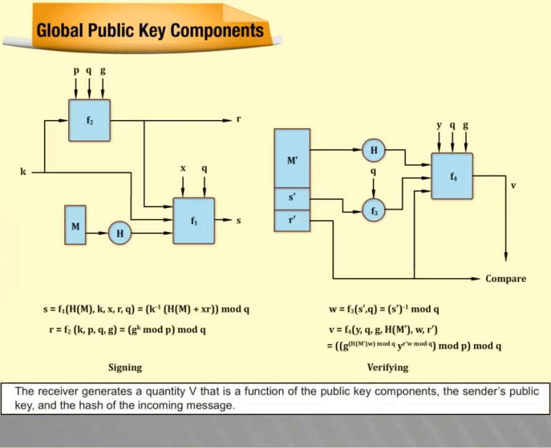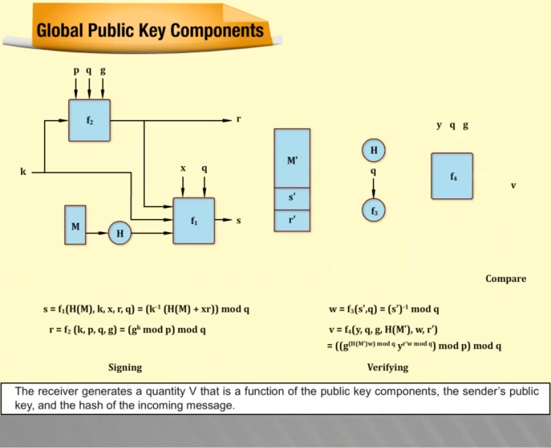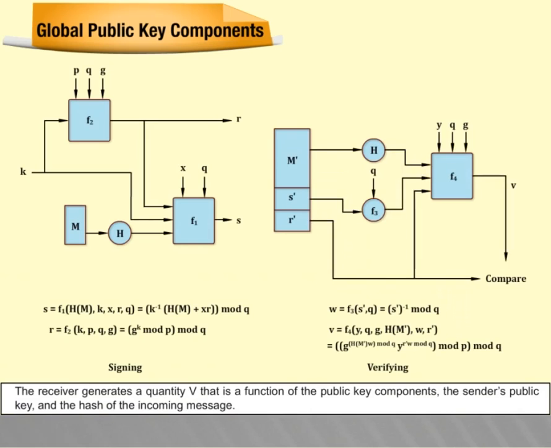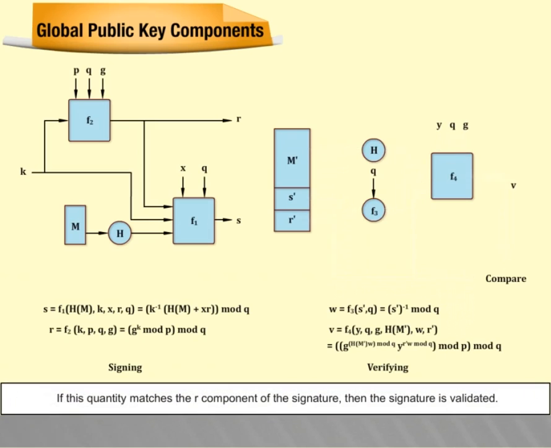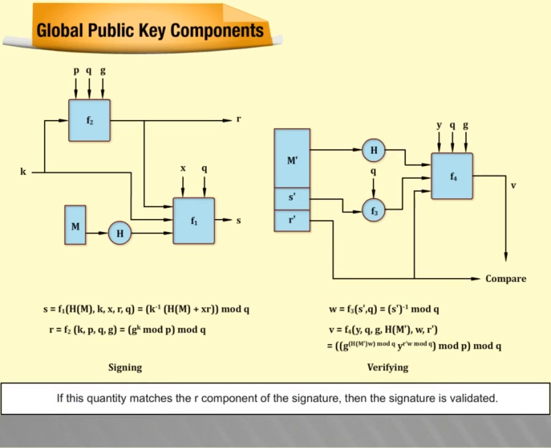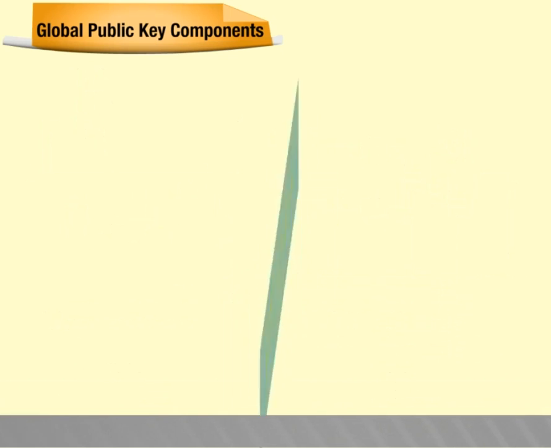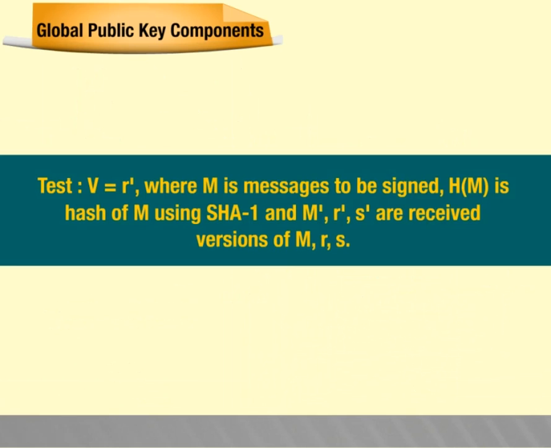The receiver generates a quantity v that is a function of the public key components, the sender's public key, and the hash of the incoming message. If this quantity matches the r component of the signature, then the signature is validated. Test: v is equal to r', where M is the message to be signed, H(M) is the hash of M using SHA-1, and M', r', s' are received versions of M, r, s.